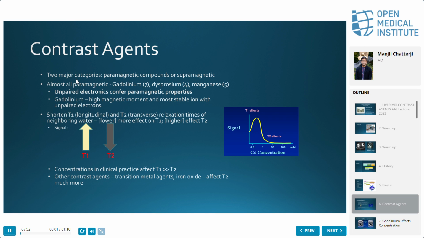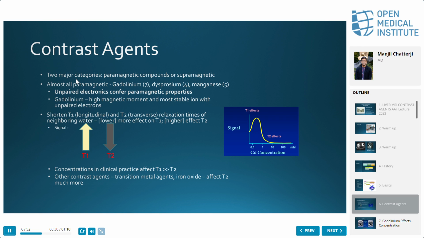So there's basically 2 major categories of contrast agents. Some are paramagnetic, those are the ones we use, and then others are supermagnetic, or they confer additional magnetism to an agent. So gadolinium is in that category of paramagnetism, and we have some other agents like that as well, and the unpaired electrons are what we are really looking for. Gadolinium has the highest magnetic moment, and it's the most stable ion of the ones that are listed, so that's why we use it, even though it's not as stable as we'd like it to be.